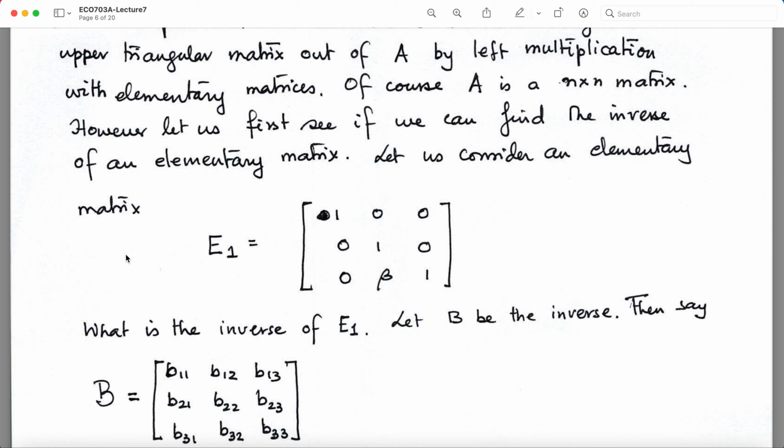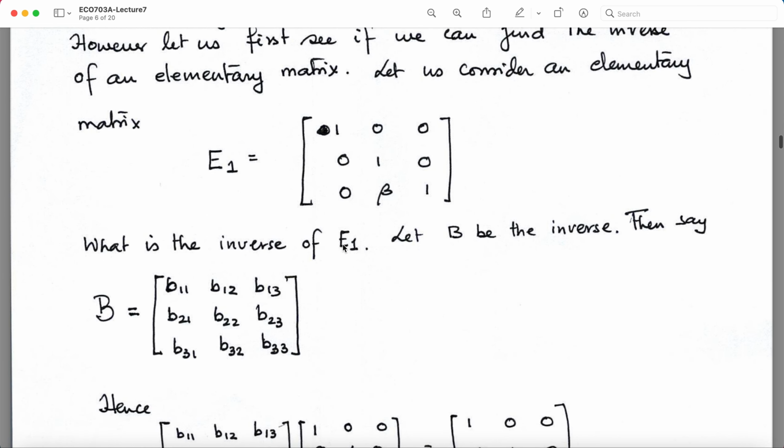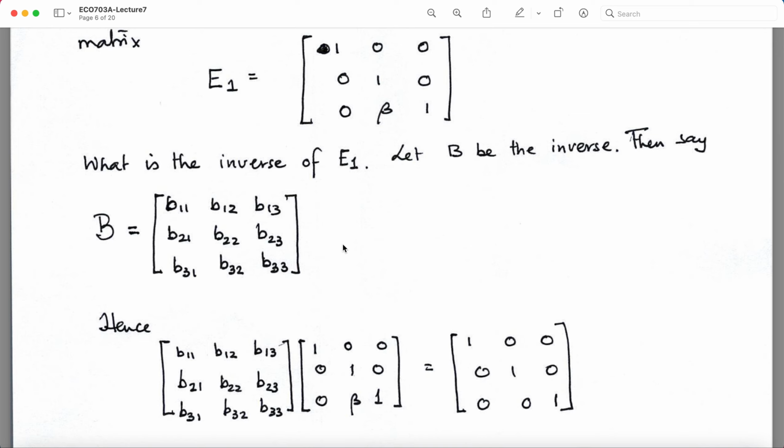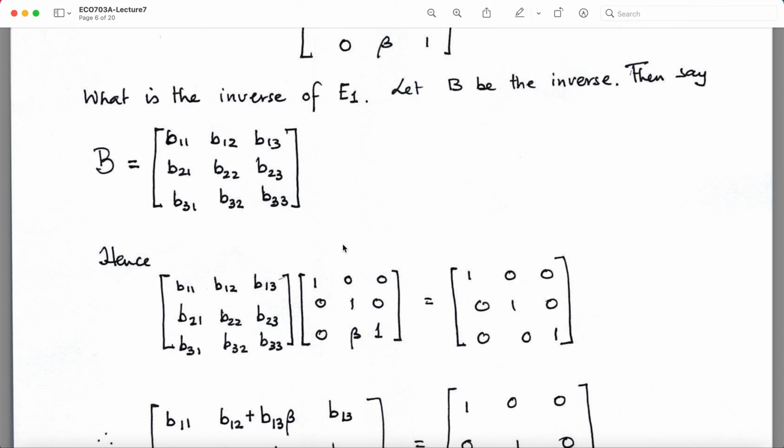Interestingly, the inverse turns out to be just replacing beta with minus beta. This will happen if I put any L here instead of 0. Then the same thing would happen. If I take the inverse, everything would remain same, L would be changed to minus L. Let us see why it happens. So our question is, what is the inverse of E1? And now let B be that inverse. And then say B is the one, we are taking the same symbols. Bij, right? I runs from 1 to 3, J runs from 1 to 3.